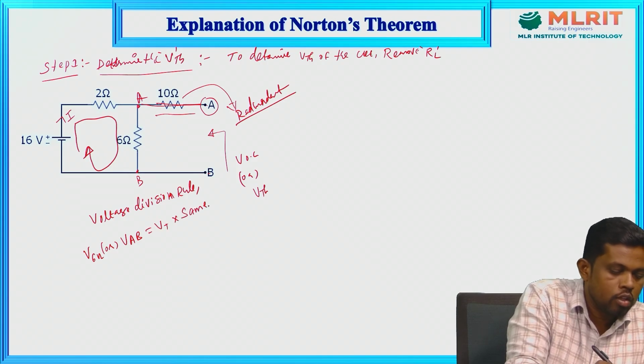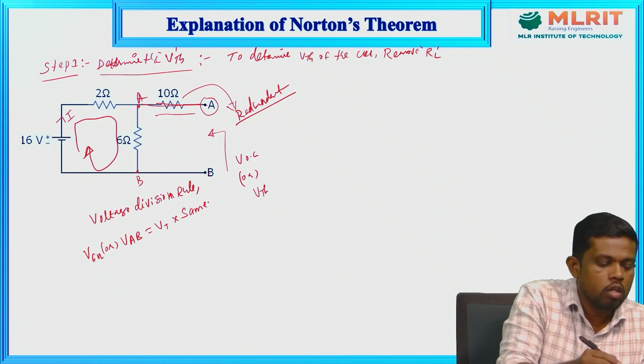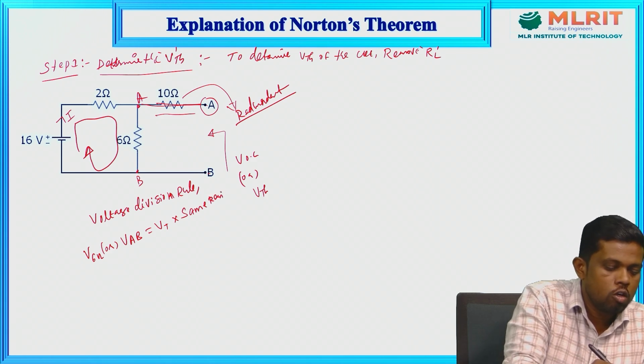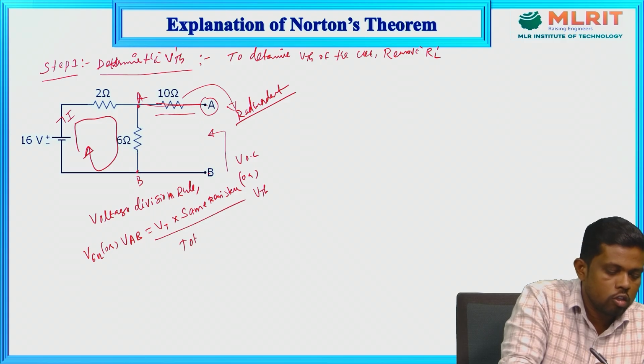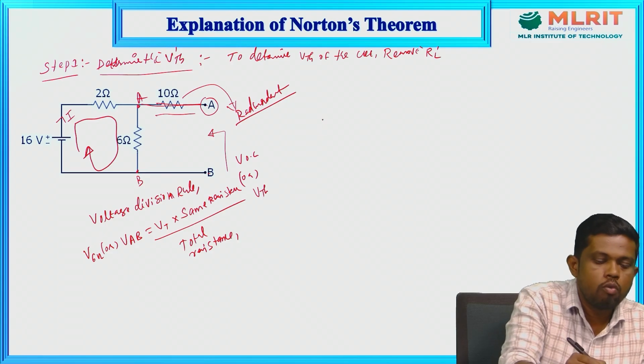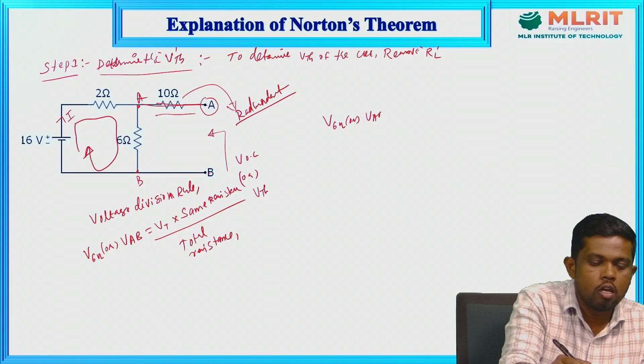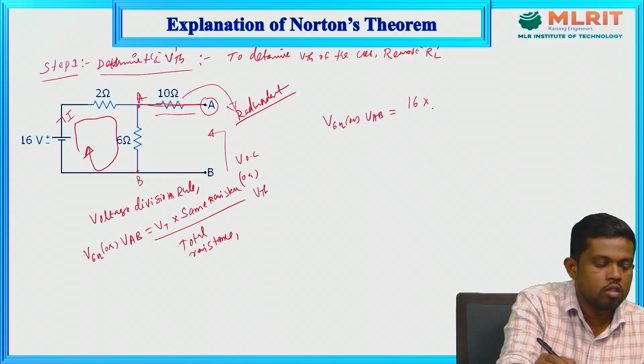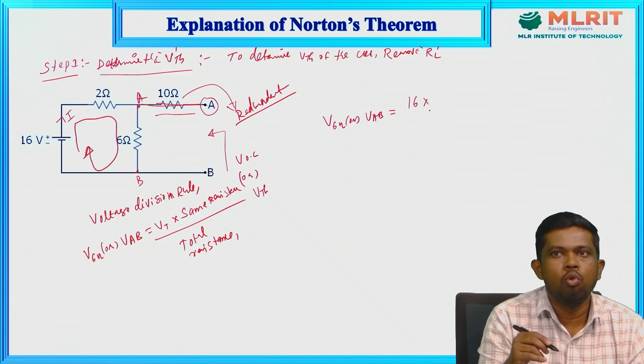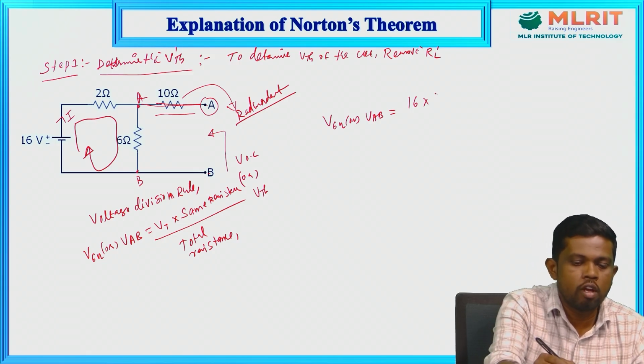which we have already gone through in the voltage division rule. Same resistance, divided by the total resistance. So based on that, V6 ohms or VAB equals, what's the total voltage? 16. What is the same resistance? At what element we need to get the voltage value, that element is known as the same resistance. That's why we can put 6 here.